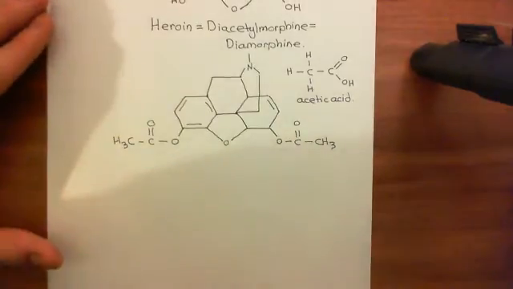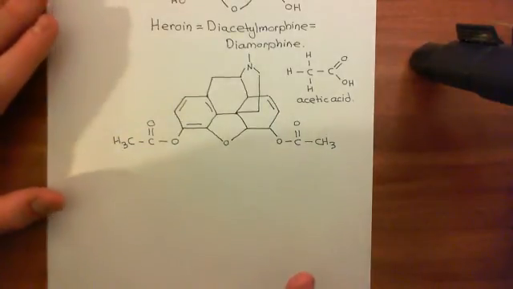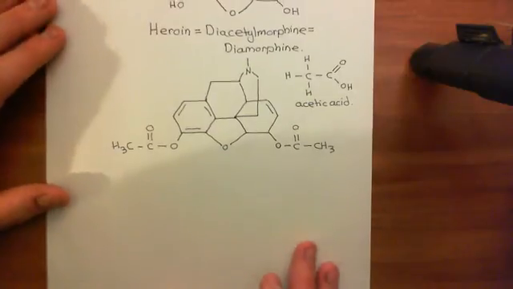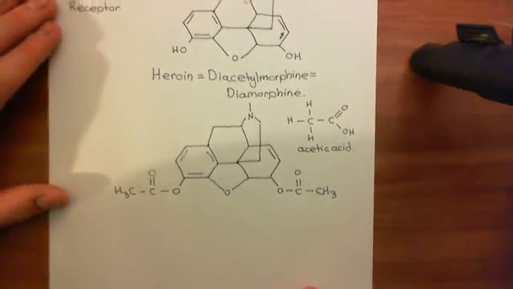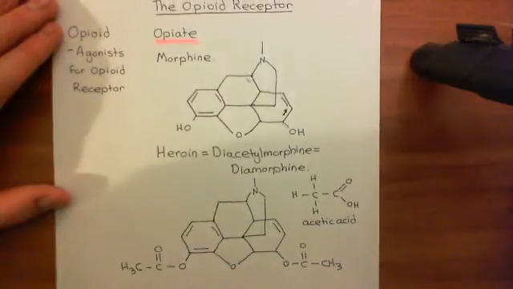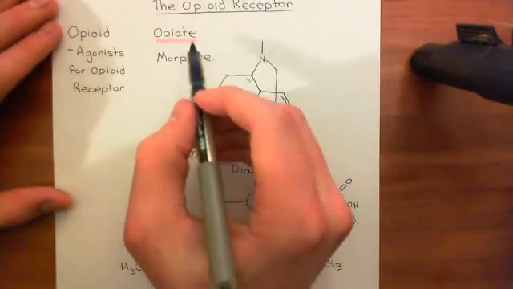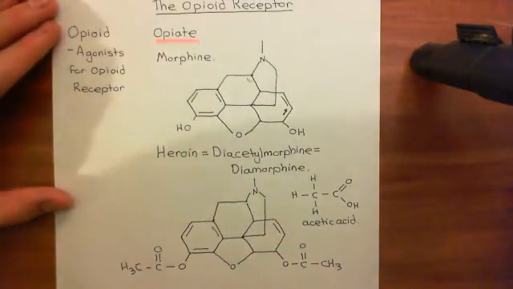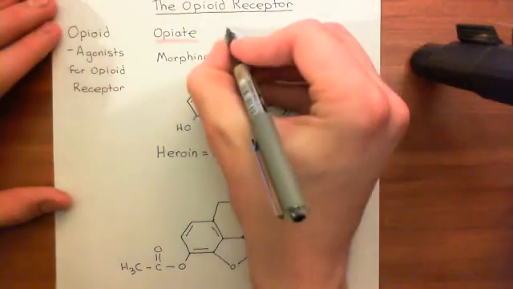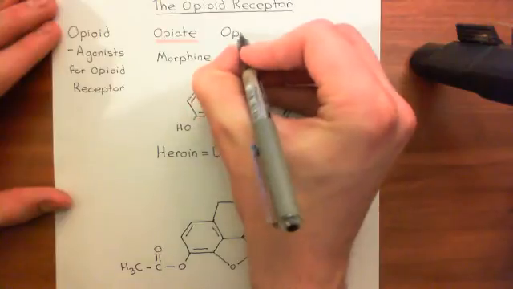And we can see that heroin therefore has a very similar structure to morphine and therefore can be considered an opiate as well. Now, where does this terminology of opiate come from? Well, basically, it owes its name to an even older name. The oldest name is then opium.